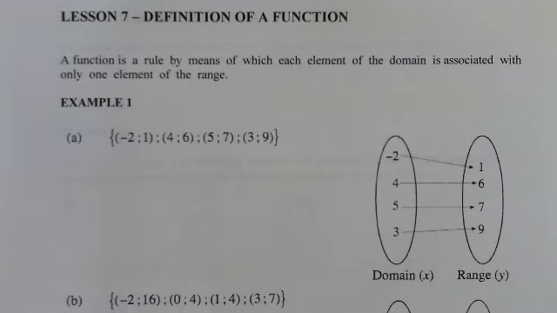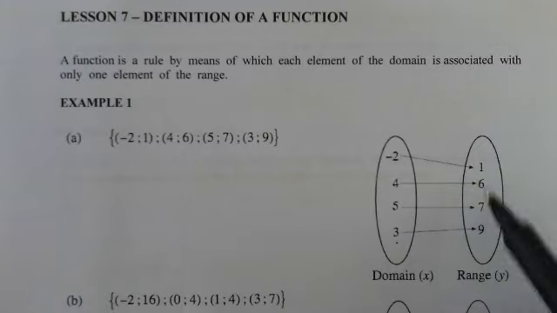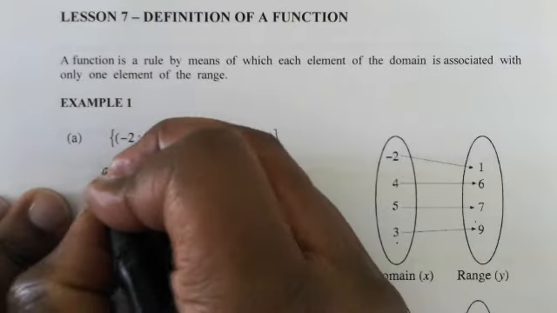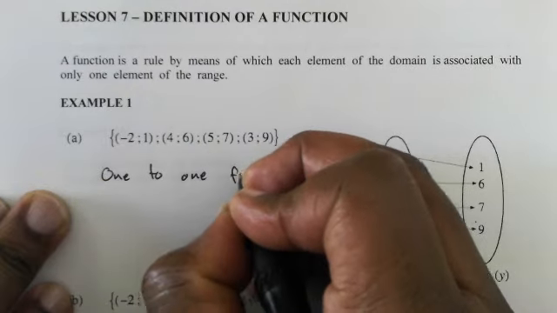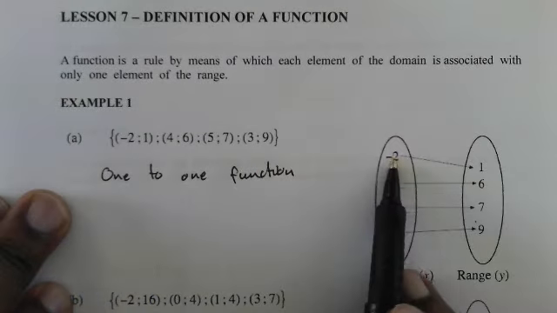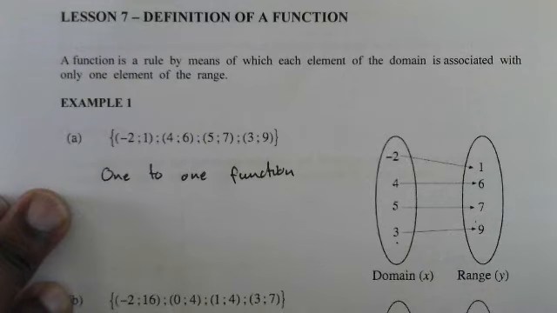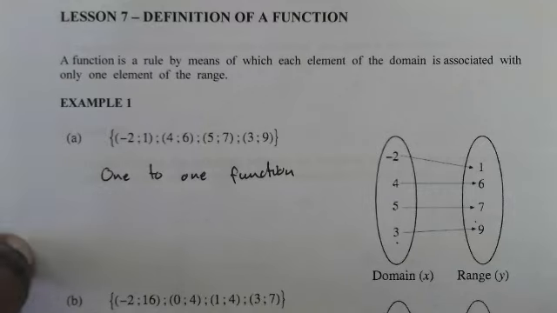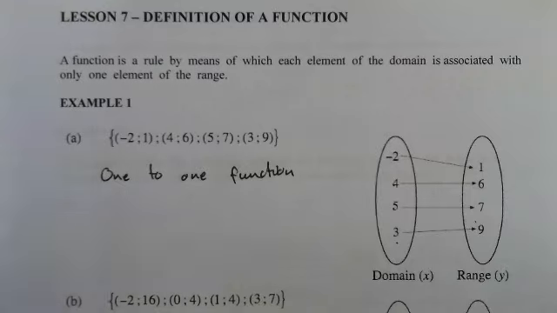Now, a function like this, where each input gives its own output, is what we call a one-to-one function. Okay, one-to-one function. Because as you can see, negative 2 goes into 1. That's it. 4 produces 6, 5 produces 7, 3 produces 9. So that is a one-to-one function, because one input gives one output.